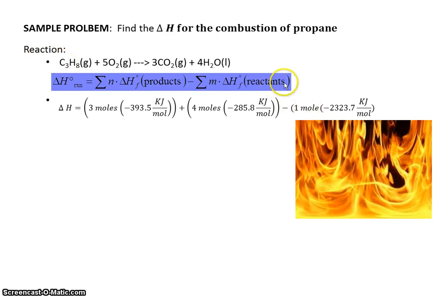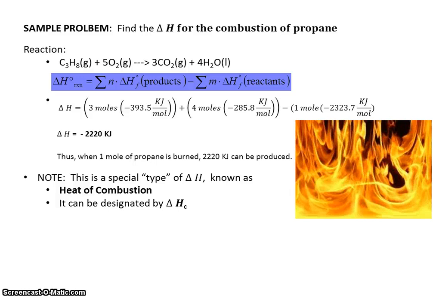So in this case, we have 1 mole, and we look at the heat of formation of propane. Notice we don't include oxygen because it would have a 0 value. You can go ahead and include it, but it's not necessary. When we do this calculation, it turns out that the heat of reaction for this is negative 2,220 kilojoules, which would mean that if we burn 1 mole of propane, we can produce that amount of energy.